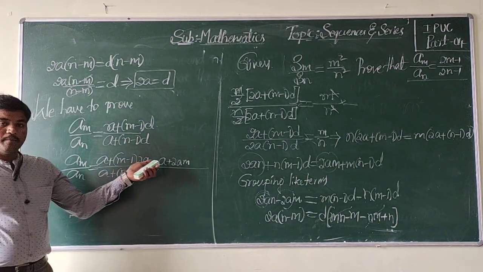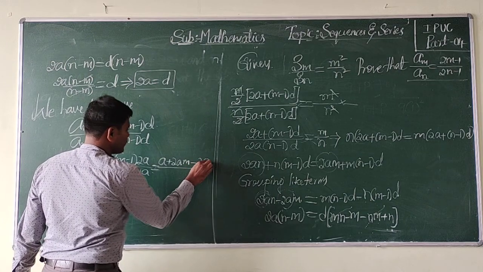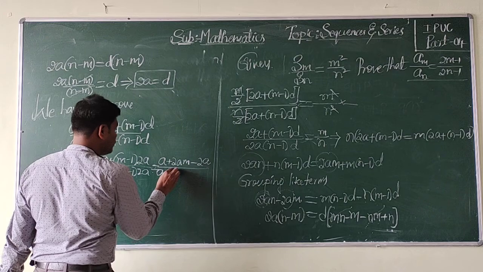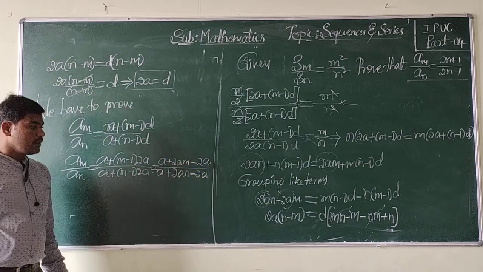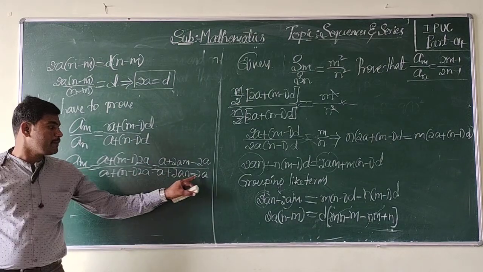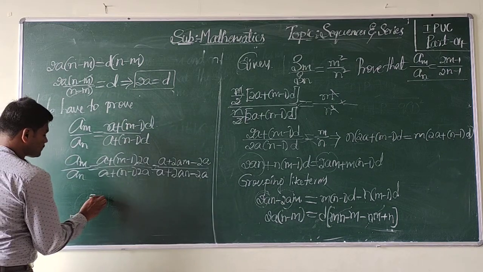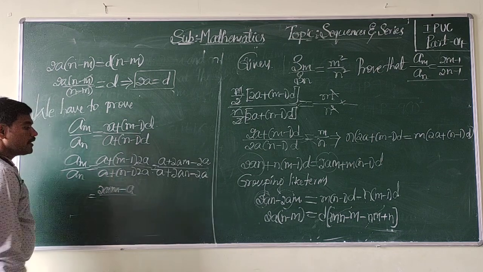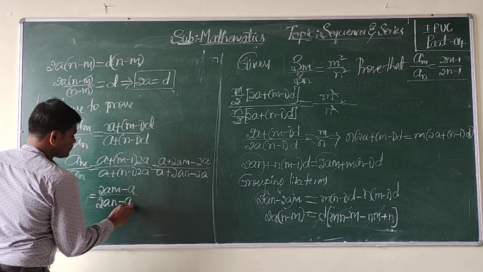Multiplying m minus 1 by 2a, you get 2am minus 2a. Similarly, in the denominator, a plus 2an minus 2a. See here, a minus 2a becomes minus a. Here also, a minus 2a becomes minus a. And 2am minus a in the numerator. The denominator, 2an minus a.